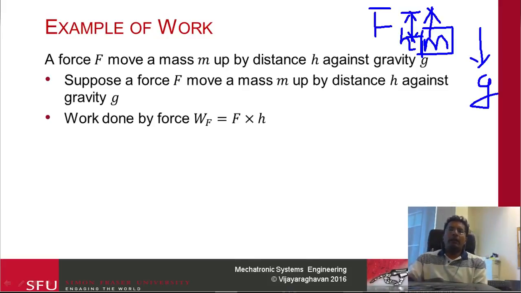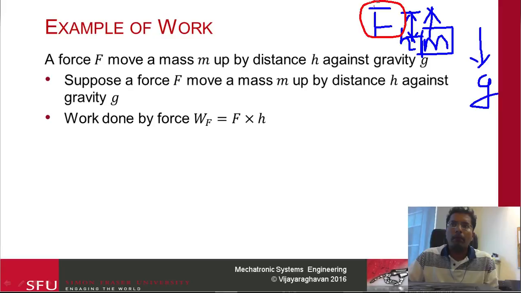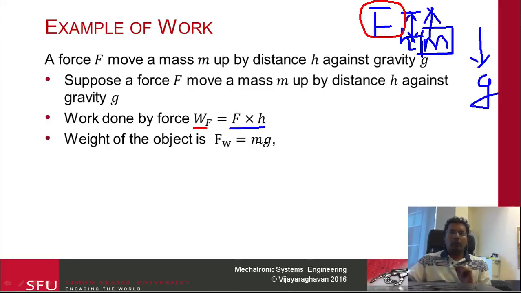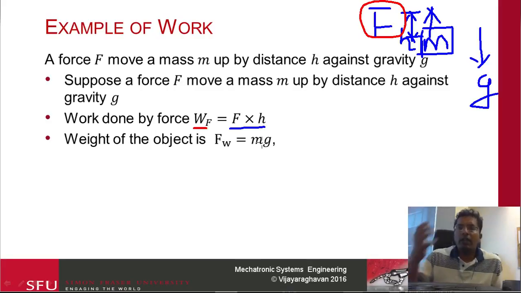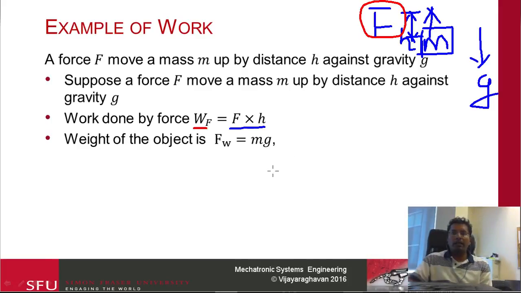Now we can think about the work done by this force. The work done in moving this mass because of this force is going to be the force times the distance over here. We can do the same thing for gravity, which is also a force, basically the weight of the object, so the force is the mass times the acceleration due to gravity, m times g. So the work done moving this mass up by this distance h is going to be mg times minus h.